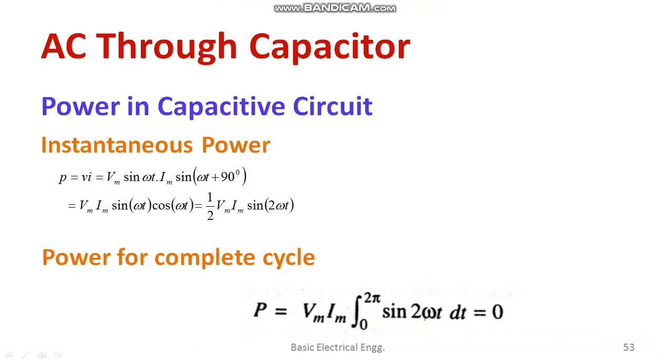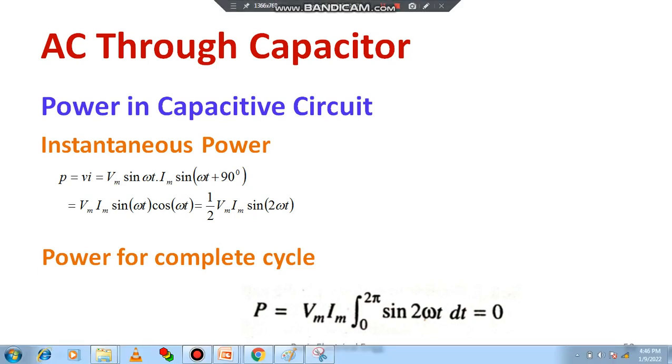Now let us understand instantaneous power. P is equal to Vi. So Vm sin omega t into Im sin omega t plus 90. Now sin omega t plus 90 will be cos omega t. Sin 2 omega t means 2 sin a cos a, the same formula. Vm Im into sin omega t into cos omega t can be written as half Vm Im sin 2 omega t.